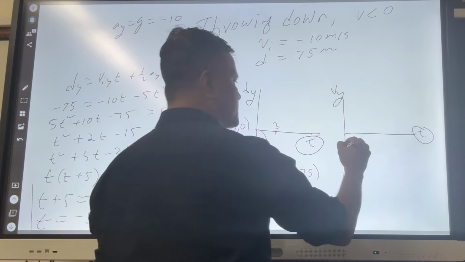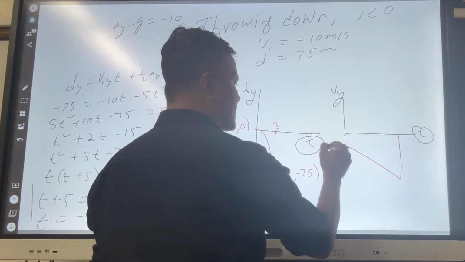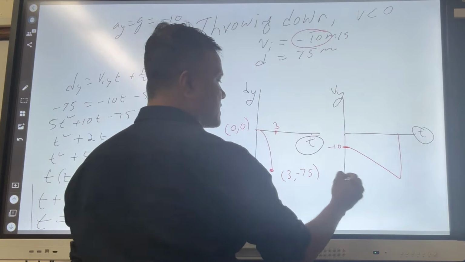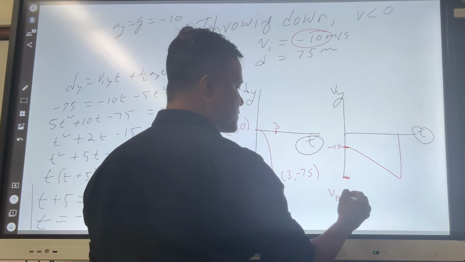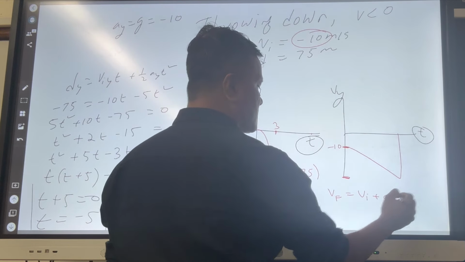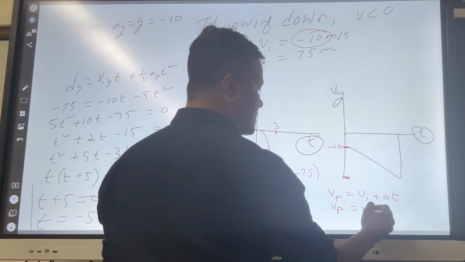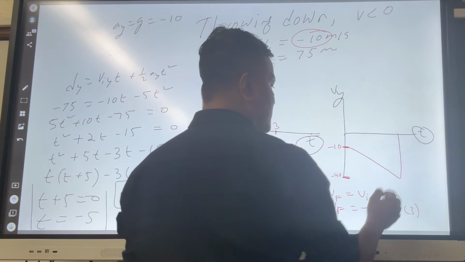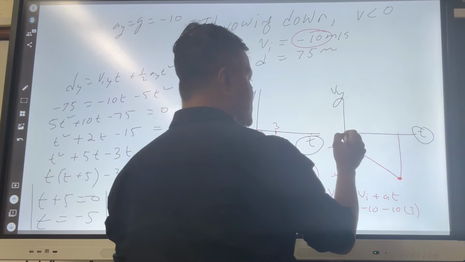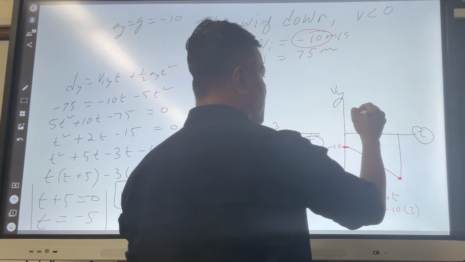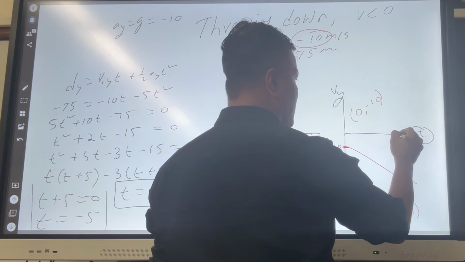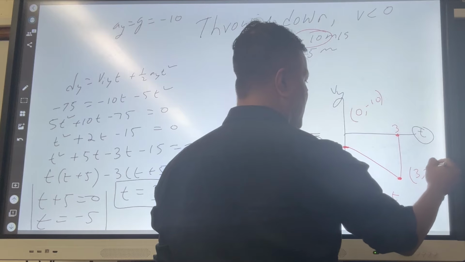Again, we're gonna do this. So this one is negative 10, of course, which is the initial velocity. And this one is, let's find how much, Vf is equal to Vi plus At. So Vi is negative 10, and this is negative 10 times 3, so negative 40. So this is negative 40. So what is this point? And what is this point? This point is, of course, 0 comma negative 10. And this point is, of course, 3 comma negative 40.